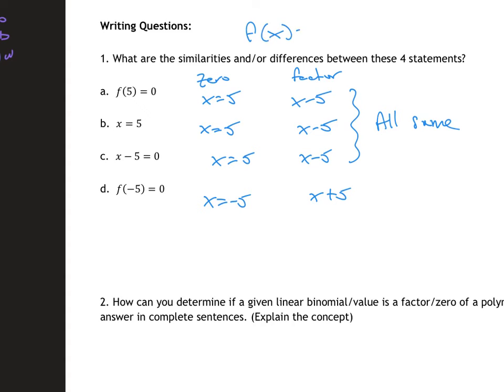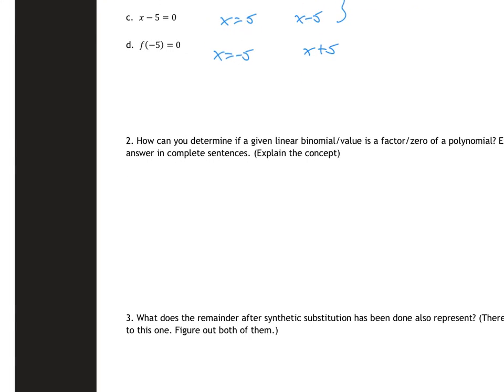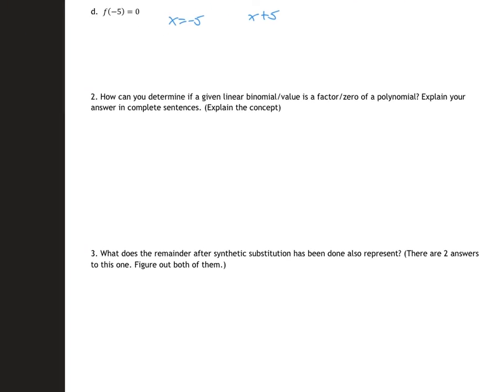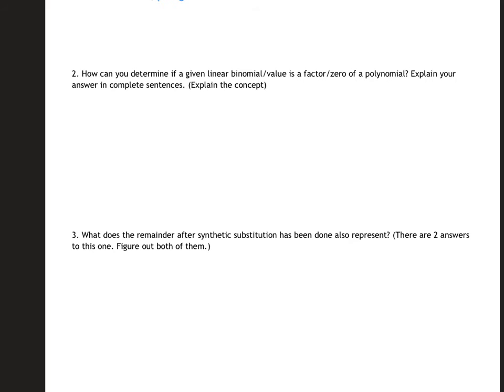Remember function notation, f of x is always equal to y. And we go from there. So these were your zeros, these are your factors. All right, how can you determine, given a linear binomial, that it is a factor? Explain your answers. So remember here, kind of think about it. How can we determine if I'm given something, if it's a factor or a 0 of the polynomial?